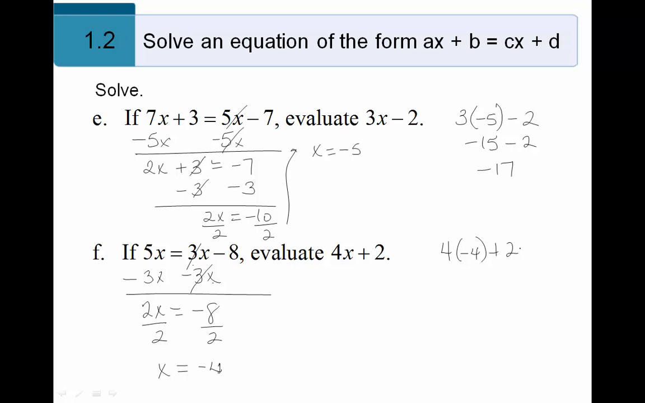As with the previous example, to simplify, we must follow order of operations, which tells us that we have to multiply before we can add or subtract. Positive 4 times negative 4 is negative 16. That leaves us negative 16 plus 2, or if you will, a negative 16 and a positive 2, which is a negative 14.